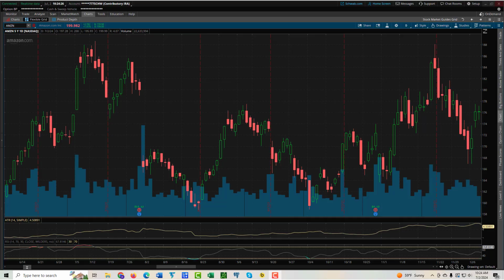In this video, I'm going to explain what a double bottom pattern is in the stock market. On my screen here is a stock chart, and this is for Amazon. And each of these price bars represents one day of price activity. So a double bottom occurs when the price kind of bounces off a particular price level twice.